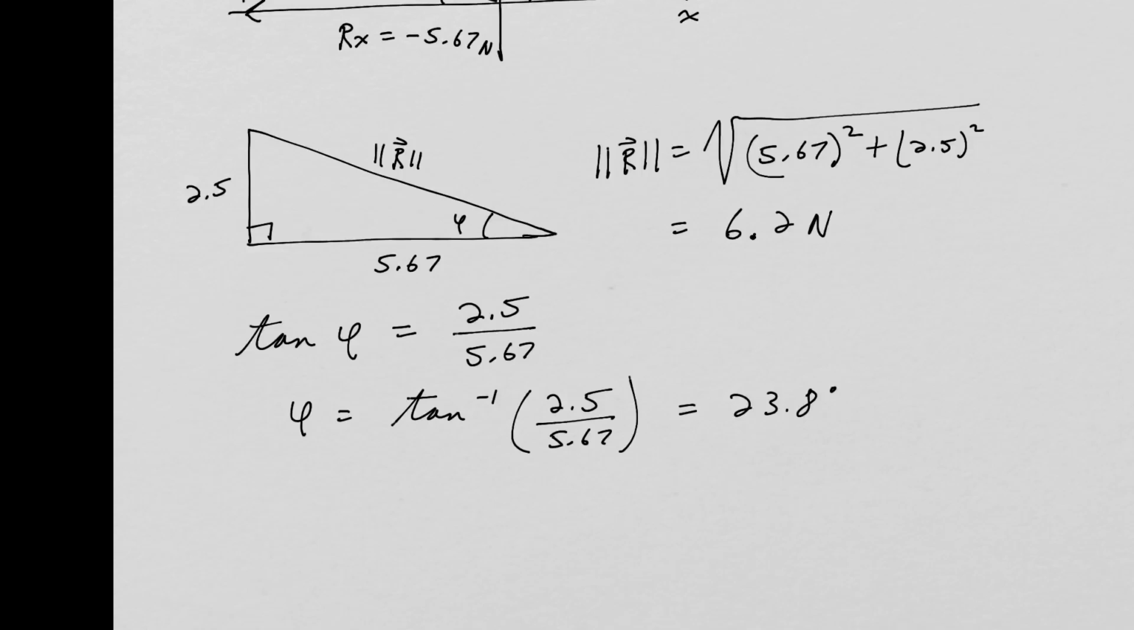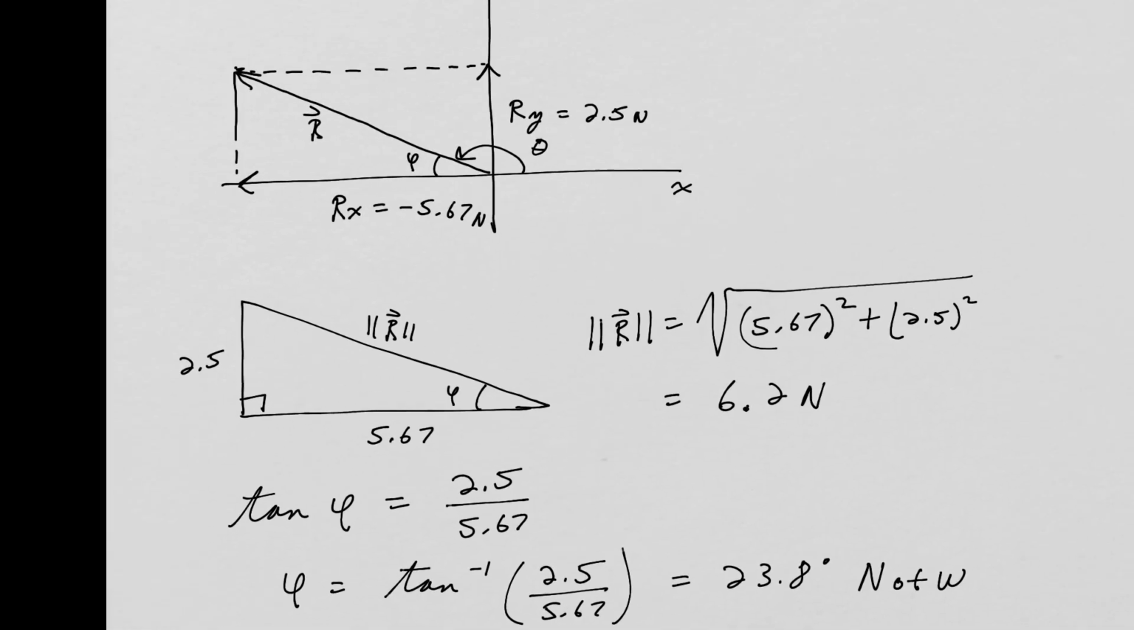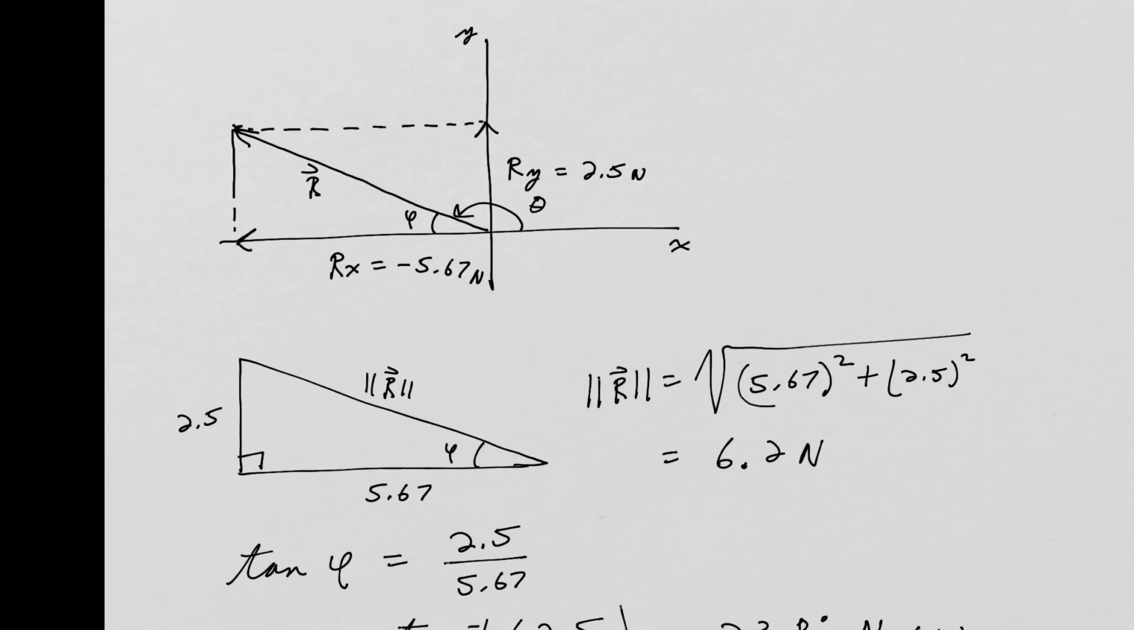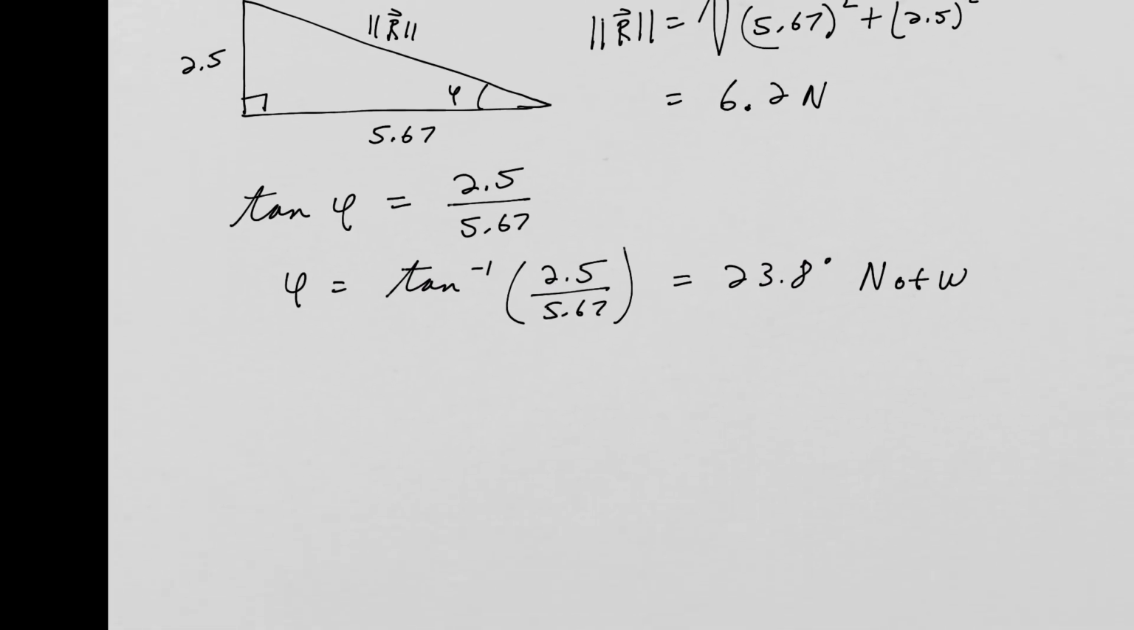Now, you could stop right there and say, okay, it's 23.8 degrees. And if I say north of west, N of W, that will give me enough information to figure out that I'm in the second quadrant, the direction of that vector. Or if I really want to find this angle theta here, then how would I find it? Well, if I go from here to here, that's 180. So if I do 180 minus phi, that will give me the angle theta. So either way, both ways will give you enough information.